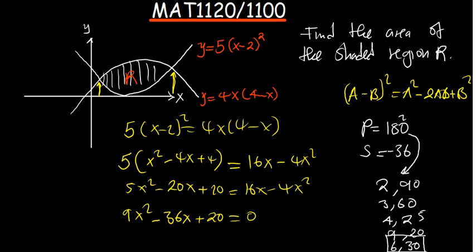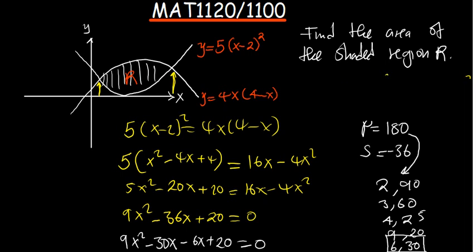Okay, so this is going to be 9x squared, and then we are going to have negative, let me start with the negative 30x, and then negative 6x, and then positive 20 is equal to 0. And there we just get to factorize all that.